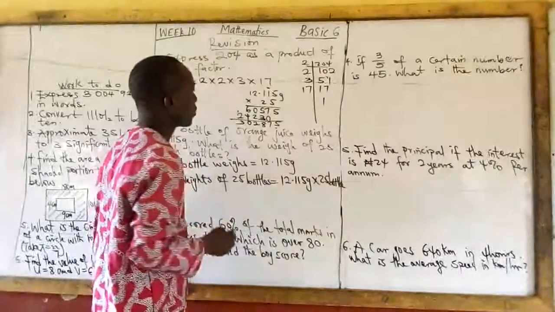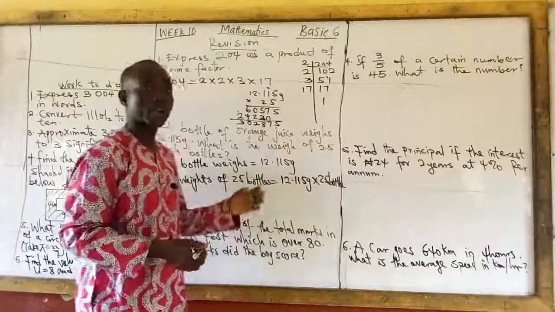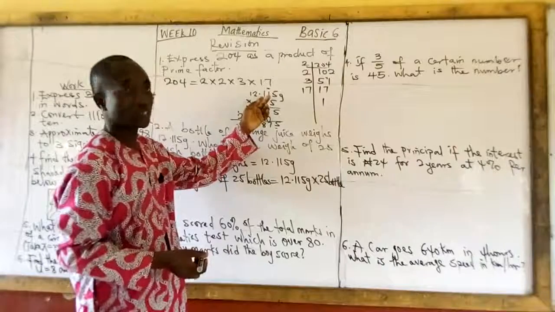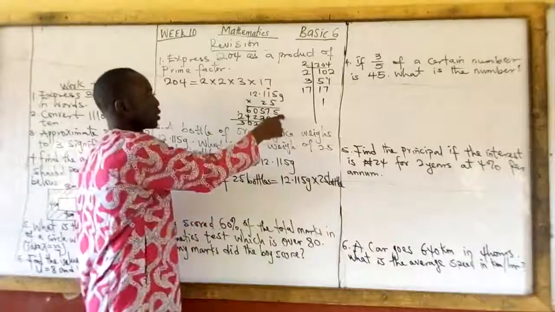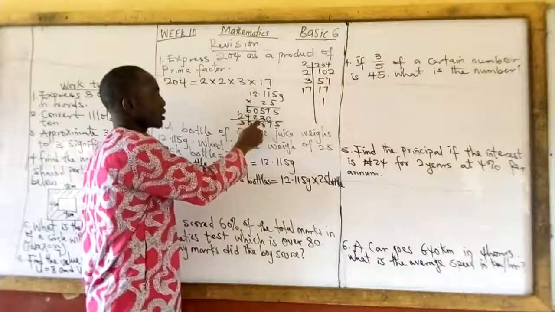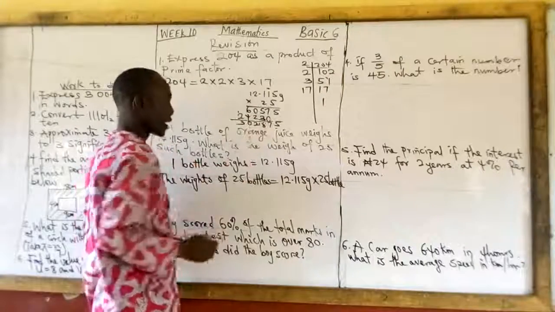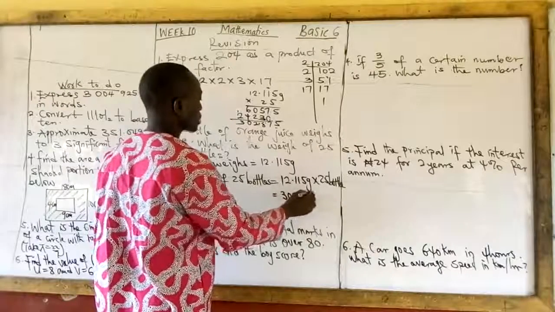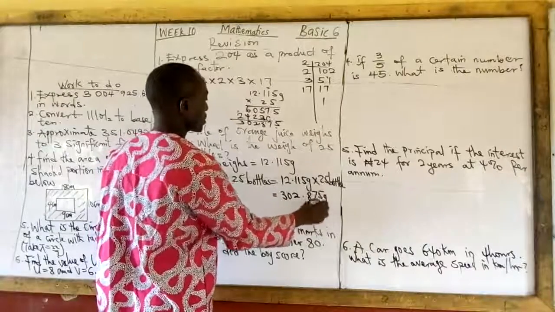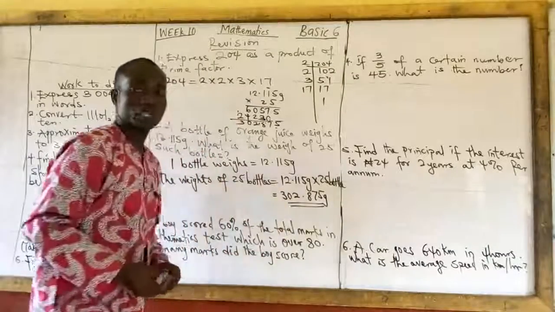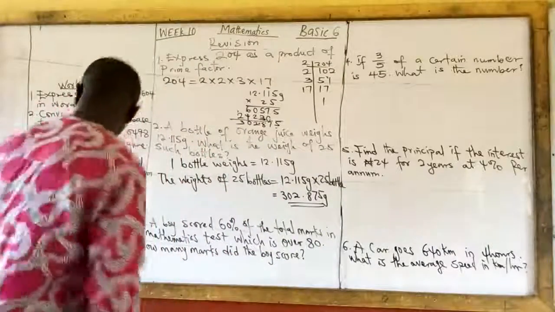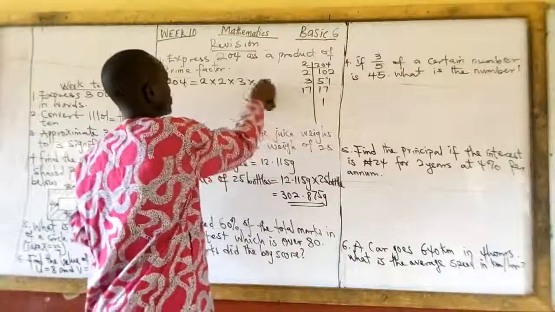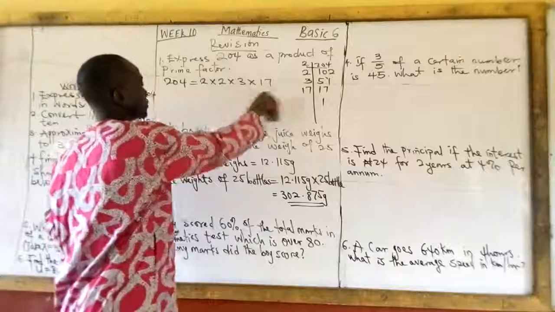Where do we put the decimal point, class? After the decimal point, we have how many digits? 1, 2, 3. So you take 3 steps. 1, 2, 3. So the decimal point will be here. Our final answer here will be 302.875 grams. That will be the final answer.